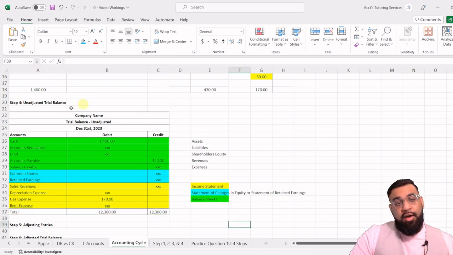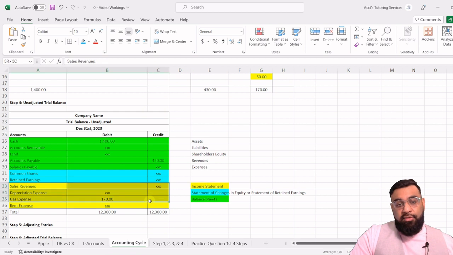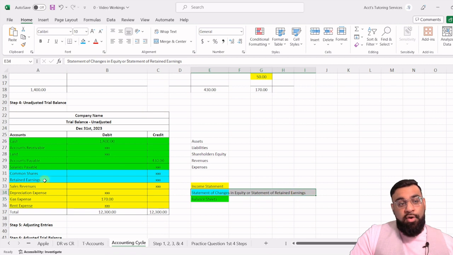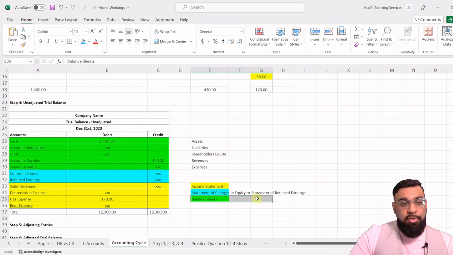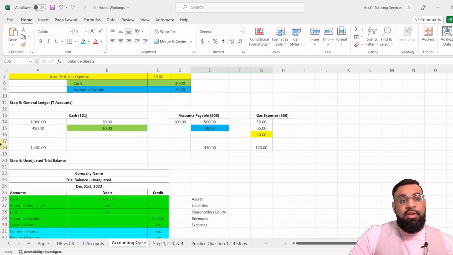Now, the importance of doing the trial balance in the order of assets, liabilities, equity, revenue, and expenses is because if you look at this over here is the income statement, which comprises of revenue minus expenses. Then this over here is a statement of change in equity or statement of retained earnings, which deals with the changes in common shares and retained earnings. And then this over here is the balance sheet, which is assets equals liabilities plus shareholders' equity. So we're already kind of doing the financial statements within the trial balance, which is why this is very important. So that's step number 4.